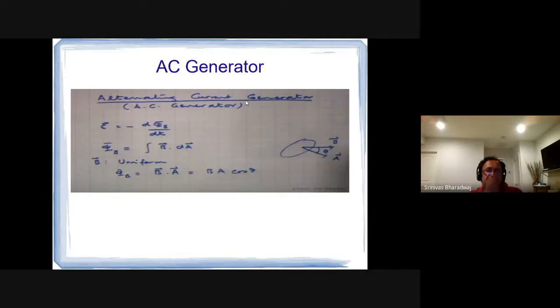So you will have an induced EMF which is sinusoidal, and it depends on the rate at which it is rotating, the d theta by dt. So what are we doing here? We're just taking d phi by dt, and we know phi is BA cos theta. When you take the derivative d phi by dt, it becomes BA sine theta d theta by dt, right?